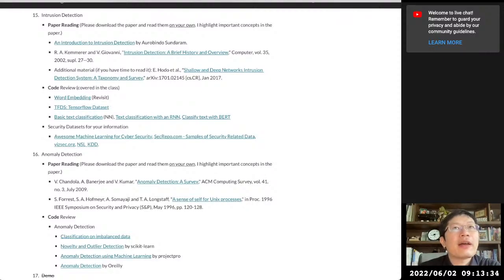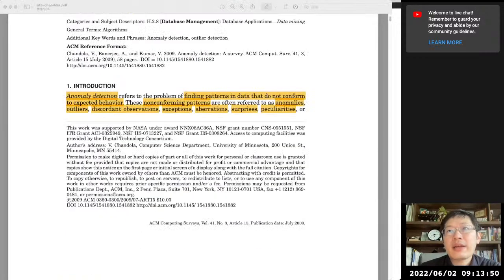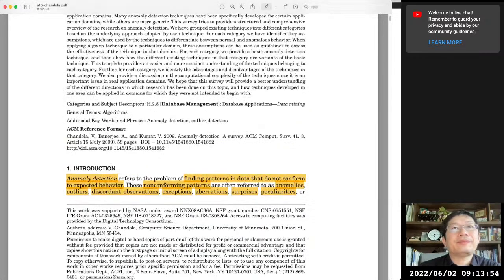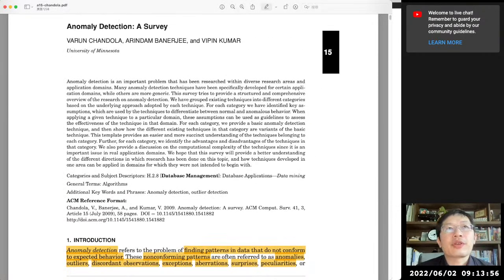So please download the anomaly detection survey. It is a PDF file, and I made some highlights in the PDF file. So please download it, and maybe you can make some notes on the PDF file. Okay, I think that is the file that I prepared for you. Okay, the title is Anomaly Detection: A Survey.